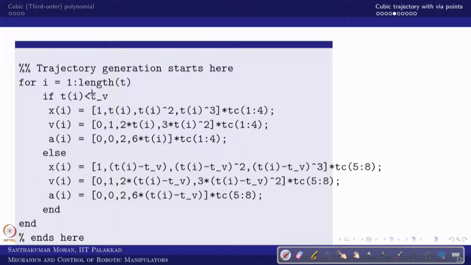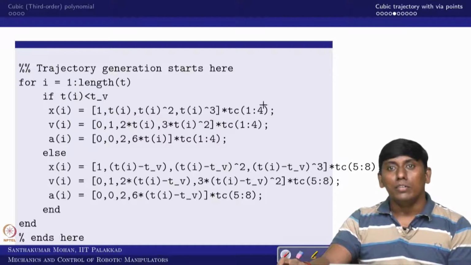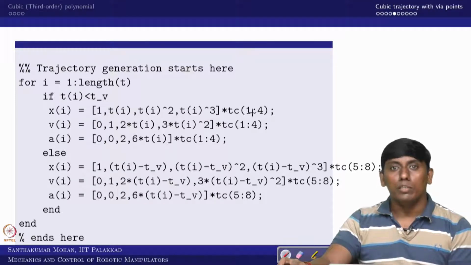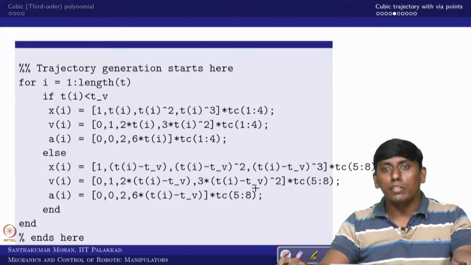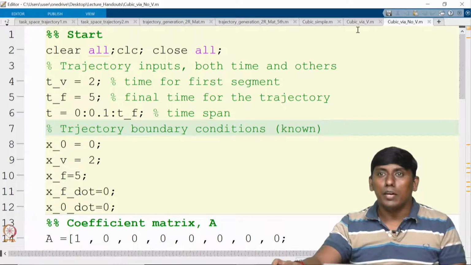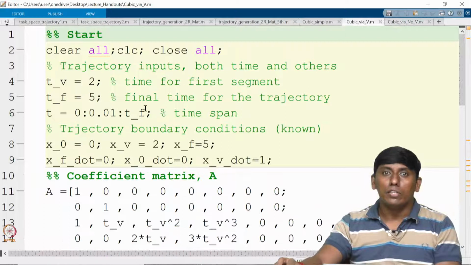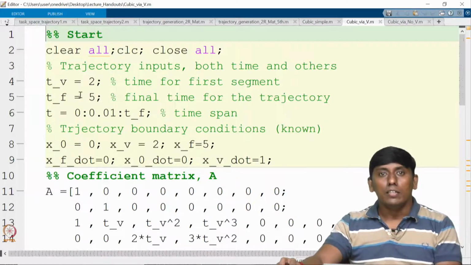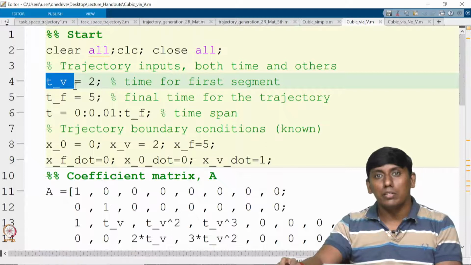The first segment is up to TV. The second segment is after TV till TF. So the coefficients are 1 to 4 for the first one and 5 to 8 for the second one. The remaining are all the same. The plotting functions and all are the same. So now in that case, we will take the velocity specified. We can see this is the function which we have written in the earlier slide. So you can see now the via point is given. So in that sense the via point time, or when the first segment is supposed to end.